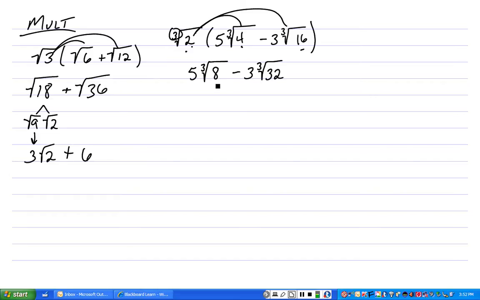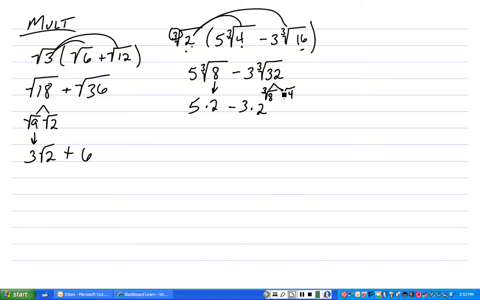This is cube root. Alright, so 8 is a perfect cube, right? So this is like saying 5 times the cube root of 8 is 2. So 5 times 2 minus 3 times, and 32 is like saying the cube root of 8 times the cube root of 4. Okay, so with 8 being a perfect cube, we just said 8 breaks down to a 2. Cube root of 8 is 2. We just showed it here.